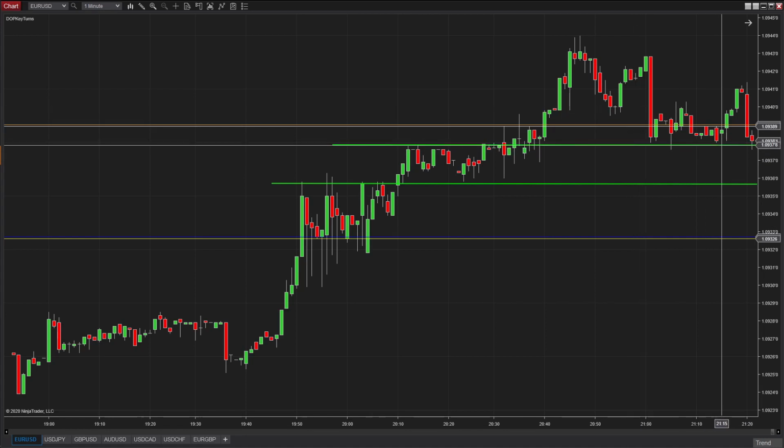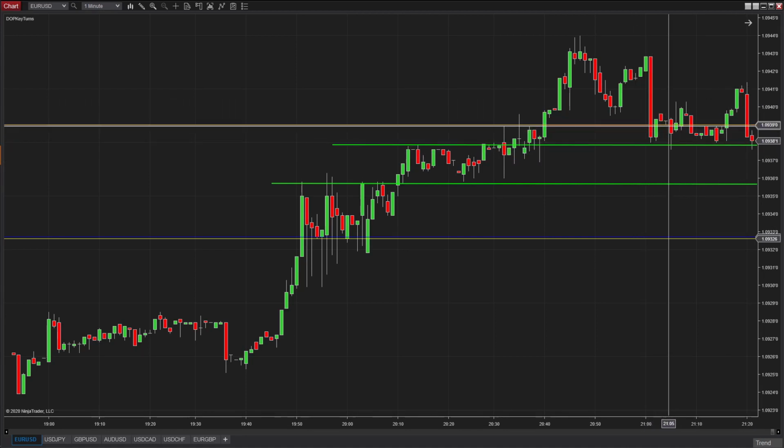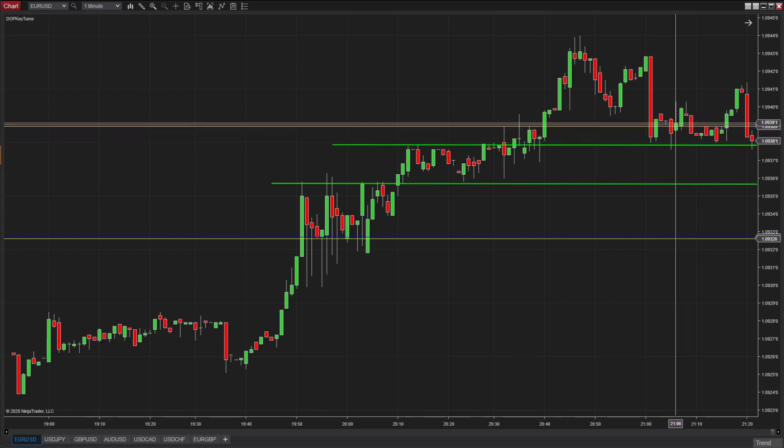So there's some support. So I'm looking at, the theory is I want to be long up above here. So you can take that as literal as you want. And I want to be short below here. And you can take that as literal as you want. So how I would treat this is I'd be looking for, this is a general area of support.